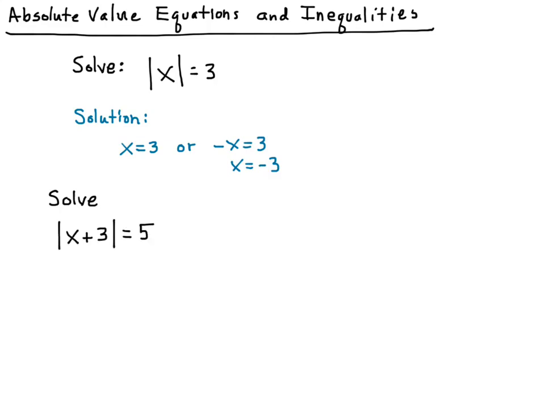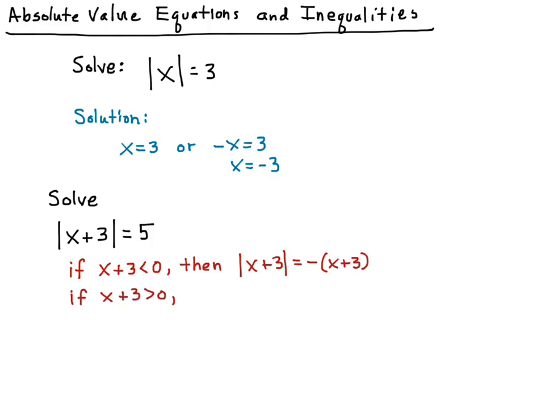So if we were to take something just a little bit more complicated, the absolute value of x plus 3 equals 5, we have two equations that come out of that. If x plus 3 is less than 0, then it's going to change the sign where the absolute value signs are. If x plus 3 is positive, it's not going to do anything. The absolute value signs are going to go away.